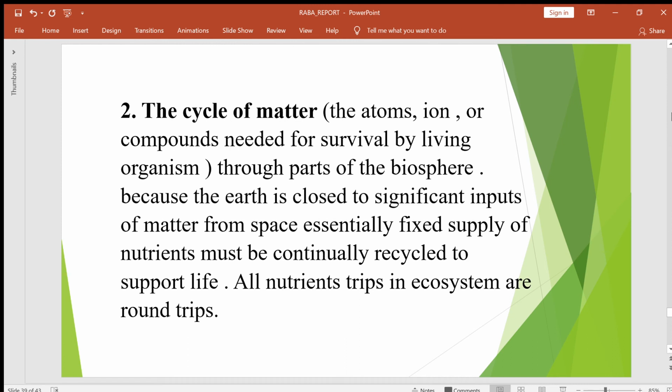Second, the cycle of matter: the atoms, ions, or compounds needed for survival by living organisms. Because the Earth is closed to significant inputs of matter from space, an essentially fixed supply of nutrients must be continually recycled to support life. All nutrient trips in an ecosystem are round trips.